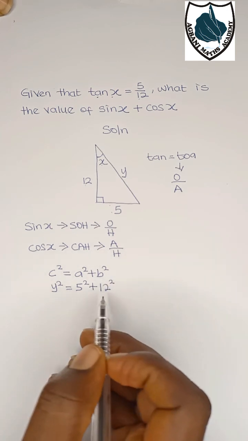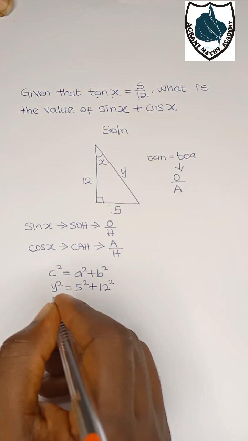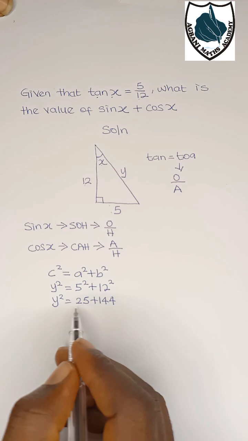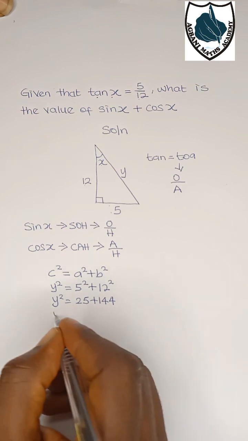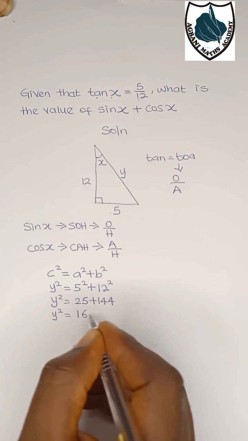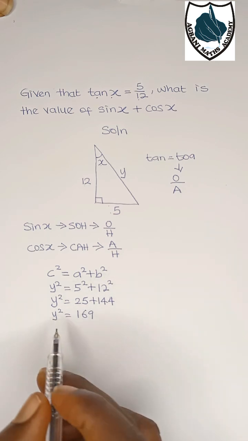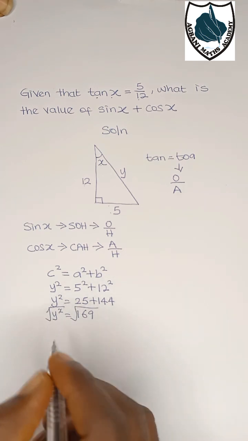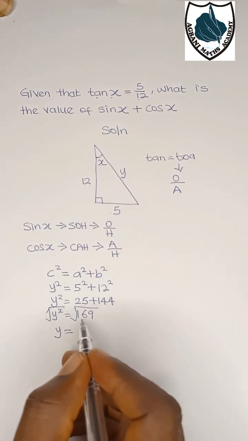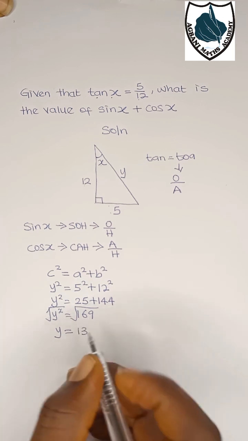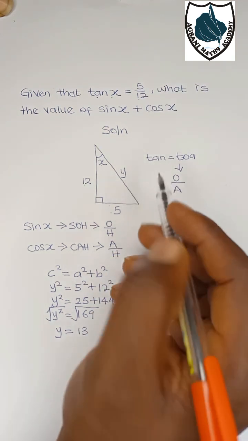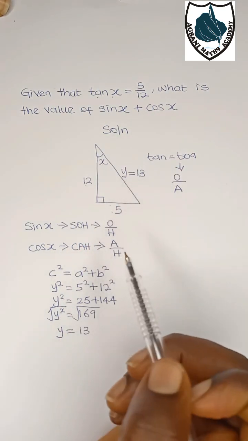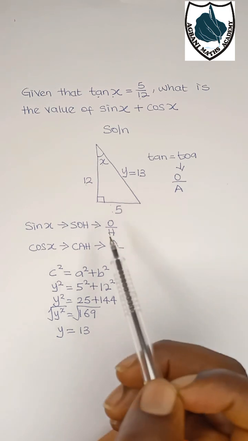5 square is 25 and 12 square is 144. So y square is equal to 25 plus 144. 25 plus 144 is going to give us 169. So y square is equal to 169. For us to get what y is, we are going to find the square root of both sides. So square root to cancel out square. So y is equal to square root of 169, which is 13. This means that this side is equal to 13. This side, remember, is the hypotenuse. So we now know the hypotenuse to be equal to 13.